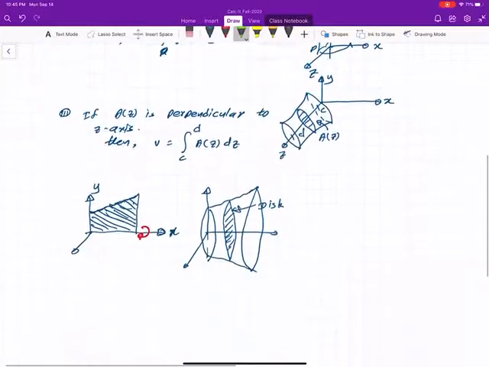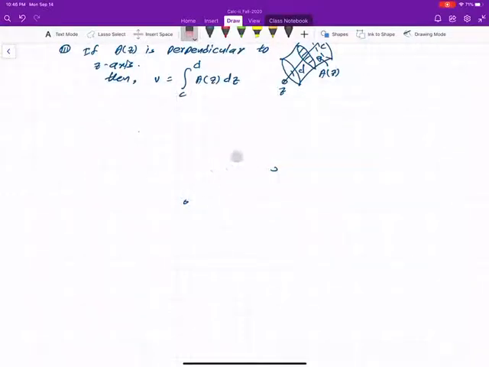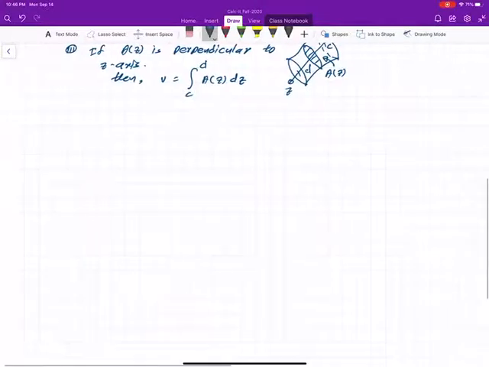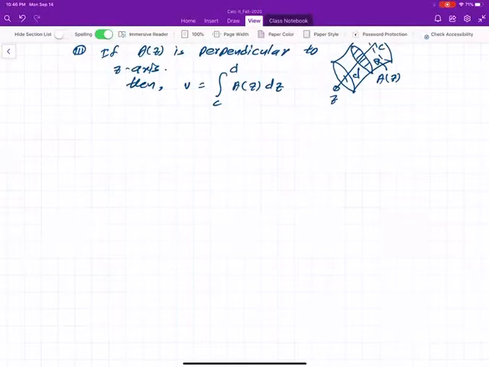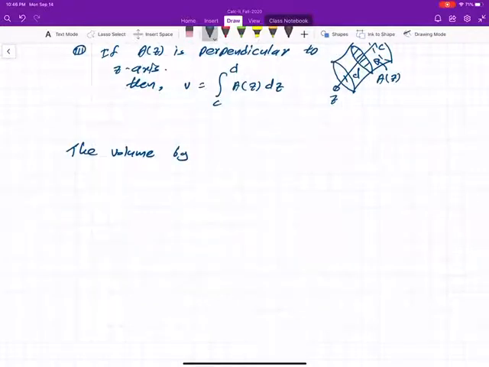All right, so go back. So I'm taking everything out and then I'm going to write down the note. The volume by revolution.